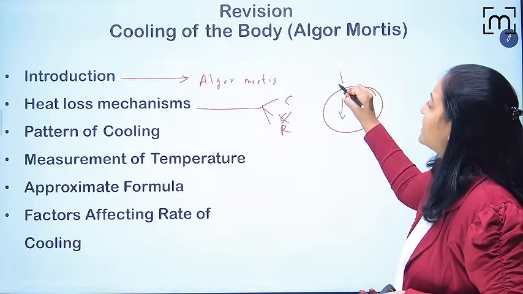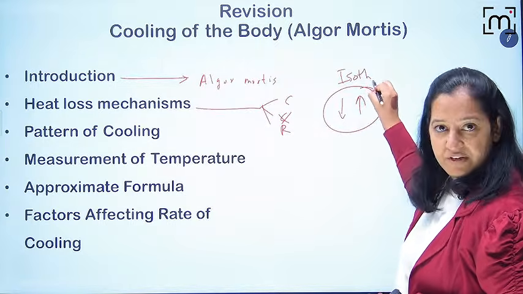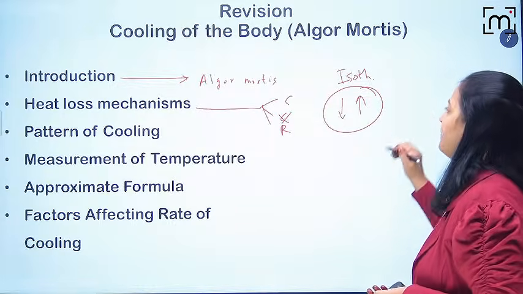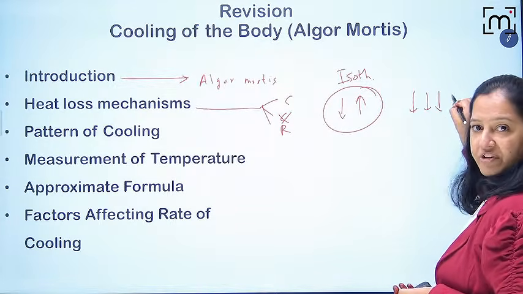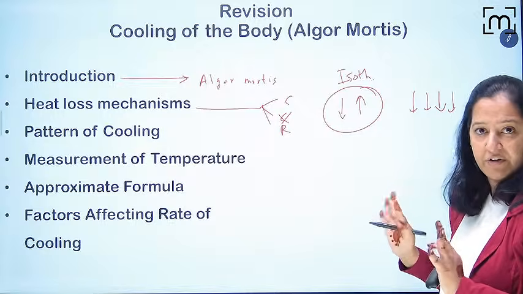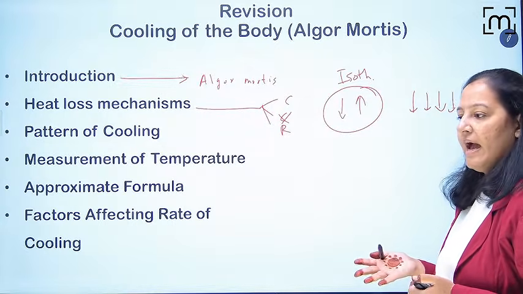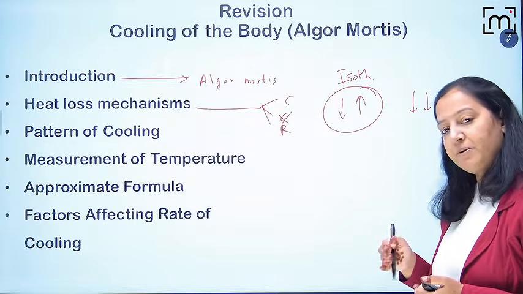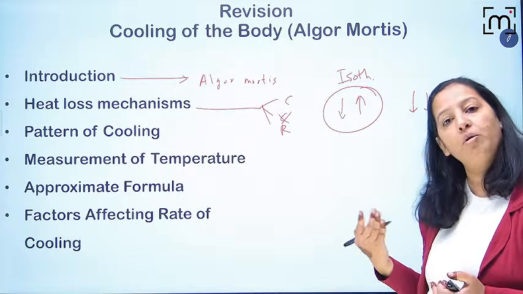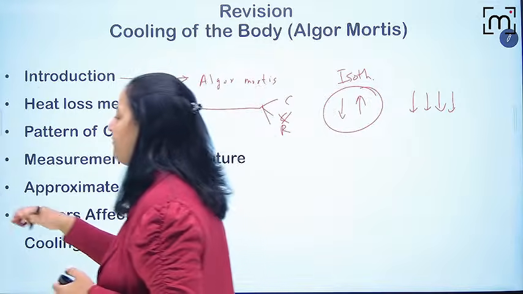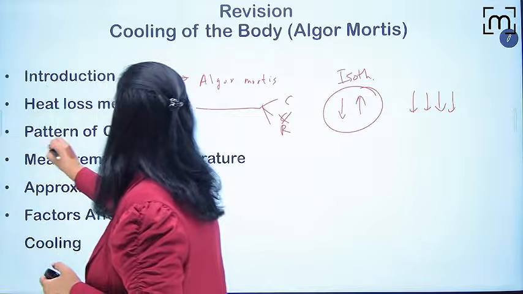The initial phase is the isothermic phase or plateau phase, for half to 1 hour. After that, the body only loses heat. It doesn't generate; generation will stop. It keeps on losing heat till the temperature of the dead body becomes almost equivalent to the environment temperature.